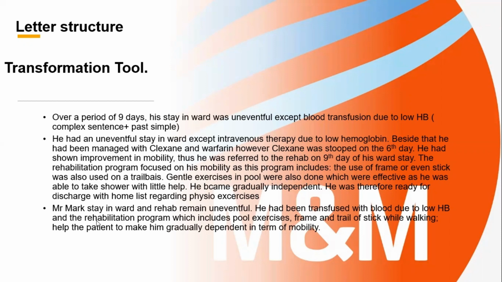The third approach for this one can also be done in a very concise and summarized manner. You can see, Mr. Mark's stay in ward and rehab remained uneventful. He had been transfused with blood due to low HB, and the rehabilitation program, which included pool exercises, frame, and stick, helped the patient to become gradually independent in terms of mobility. So you have summarized the ward and rehab as per your requirement.